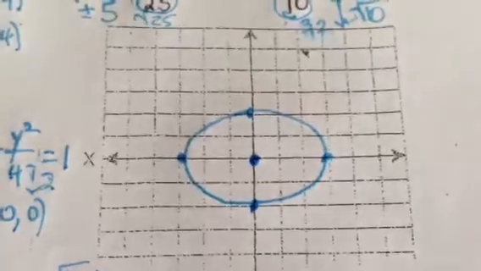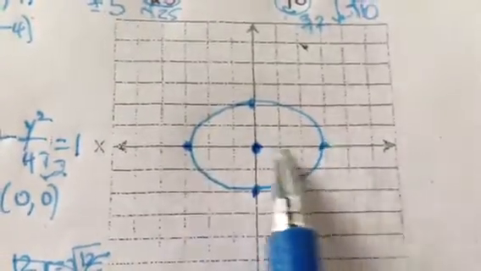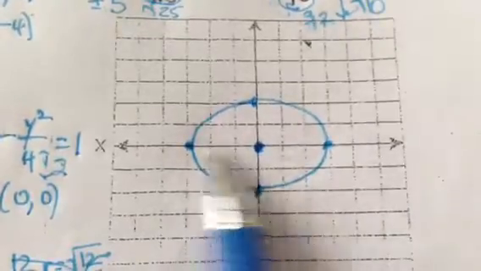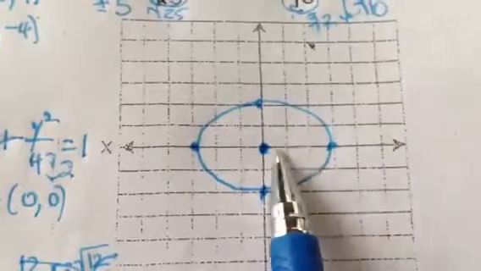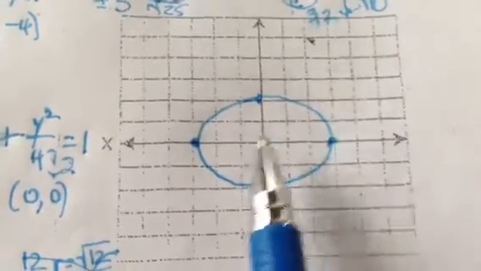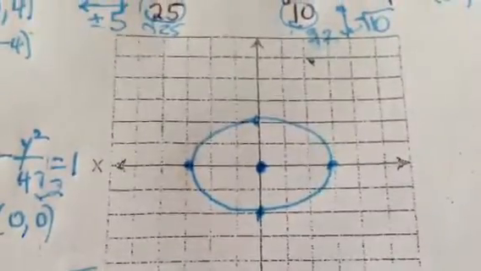Now, what are your vertices? Your vertices are going to be these endpoints right here because that is a longer distance than here. So here's a vertex, which is 3, 0, and the other vertex is negative 3, 0. So that would be your vertices.